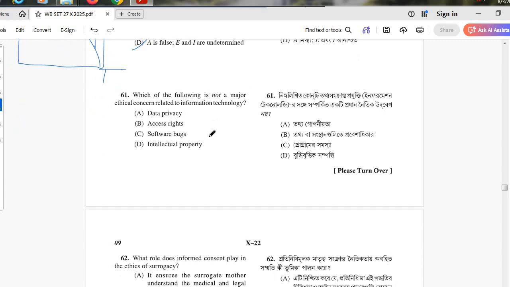Question 61. Which of the following is not a major ethical concern related to information technology? A, data privacy. B, access rights. C, software bugs. And D, intellectual property. And question 61 is software bugs.